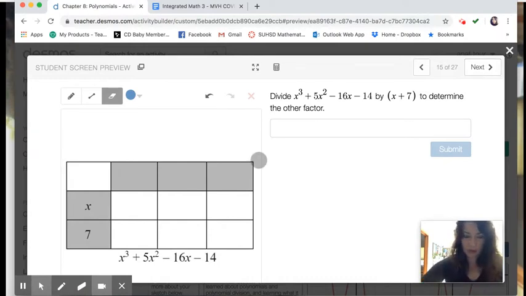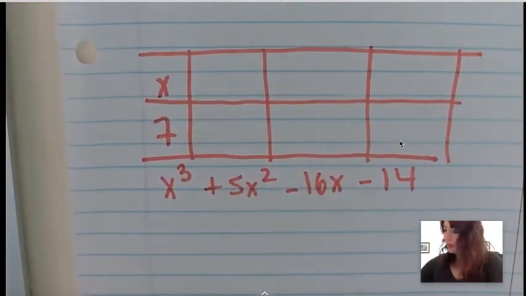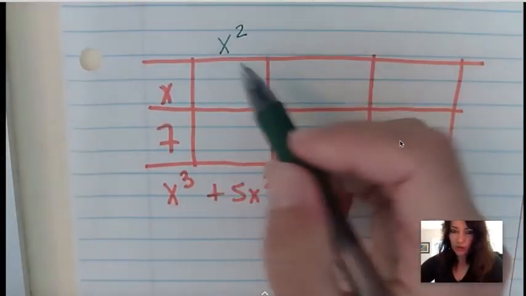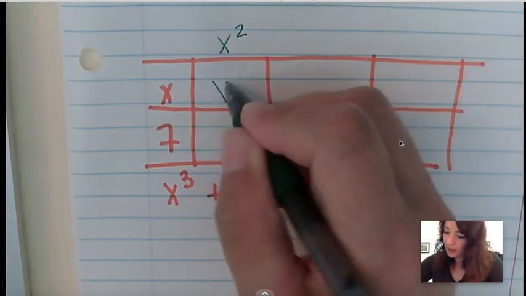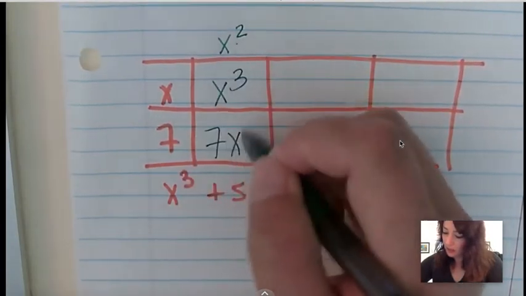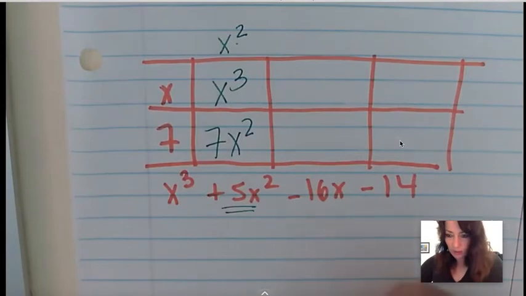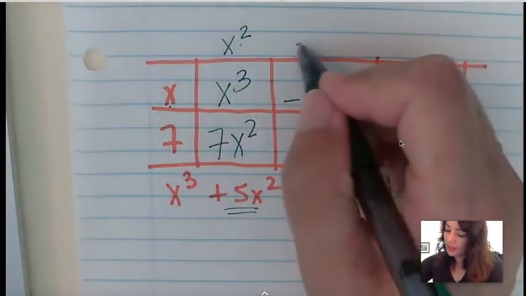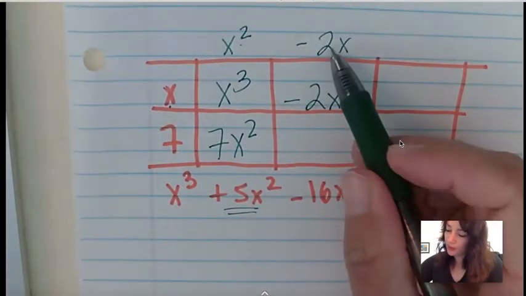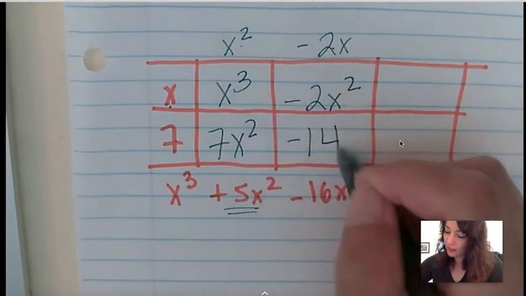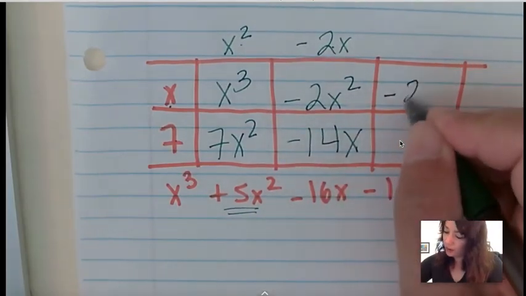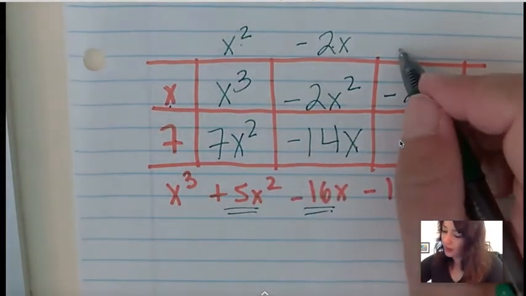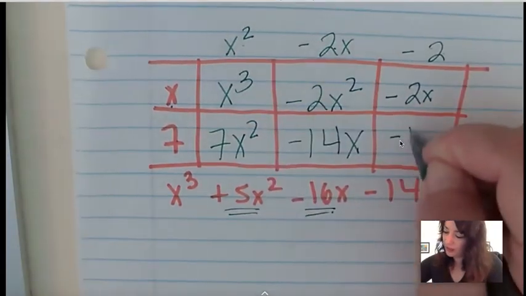Okay, so using our area model, let's go ahead and see what we get when we divide. So we will have x squared here on the top. X squared times x is x cubed. X squared times 7 is 7x squared. We want the next term to be 5x squared, so I'm going to subtract 2x squared. X times -2x is -2x squared. -2x times 7 is -14x. I will subtract 2x to get -16x. And then here I will have -2, and -2 times 7 is -14.